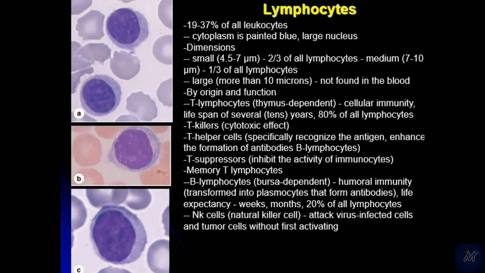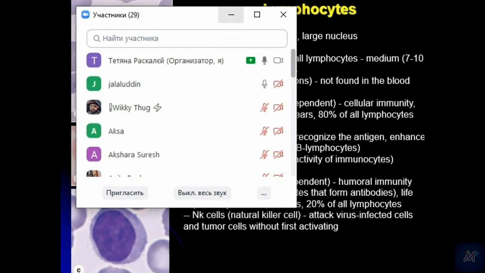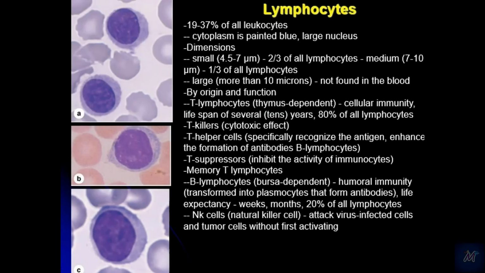So the next group of leukocytes is agranulocytes. Agranulocytes are lymphocyte and monocyte. A lymphocyte takes 19 to 37% of the total leukocyte count. Lymphocytes can be classified depending on size, into small and large, and depending on type, into T and B. T means T-dependent, or thymic-dependent cells.